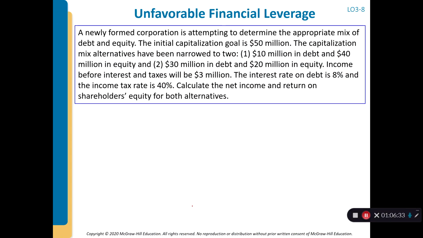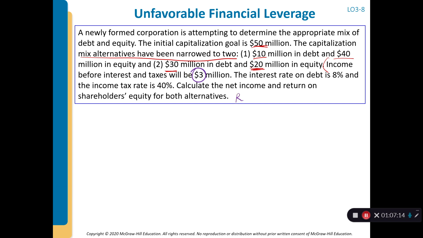So same thing, let's look at here, okay? Everything is the same, right? A newly formed corporation is attempting to determine an appropriate mix. The initial capitalization is 50, and the capital mixture alternative has been narrowed to 2. Either borrow 10,000 and raise funds from equity holders for 40,000, or borrow $30,000 and the equity holders pitch in $20 million. And the income before interest and taxes in this example is only 3 million.